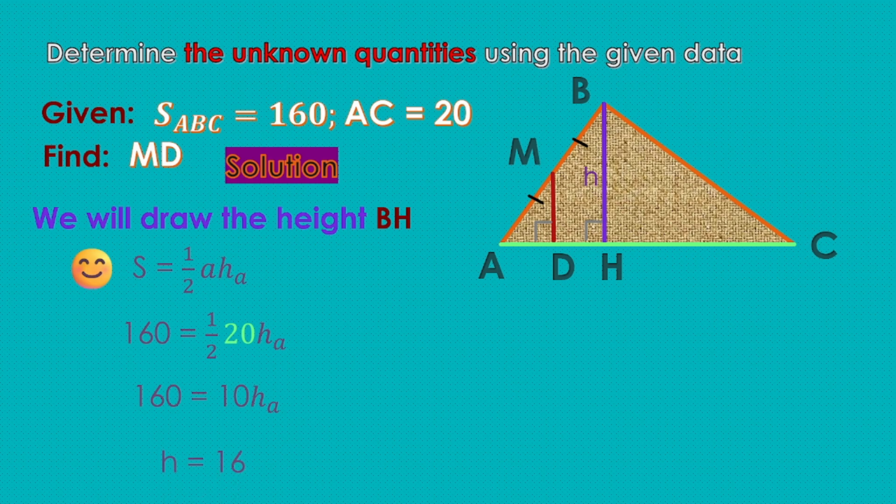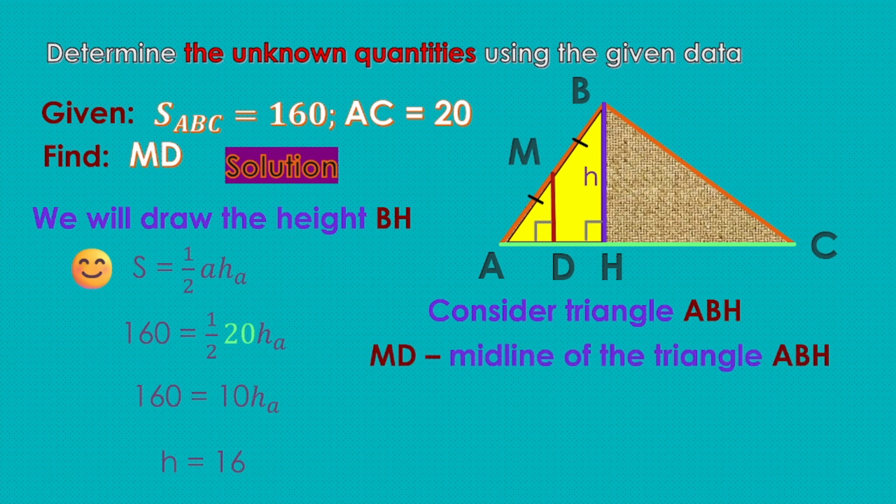Now I will look for this blue height. I divide by 10, I get 16. Exactly. And then we will consider the triangle ABH. Now I will highlight it in yellow. In this triangle, MD, the red line, is the middle line. Pay attention, it is the middle line, because MD is parallel to BH and M is the midpoint of AB.